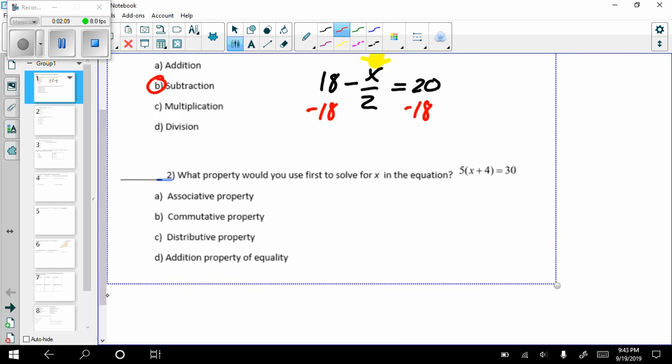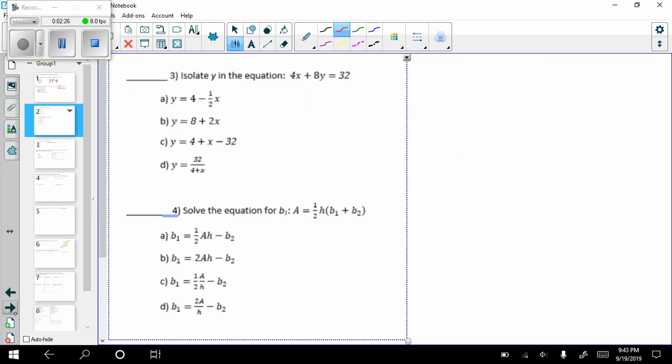For the next thing, what property would you use to first solve for x in the equation? You are going to distribute. That would be 5x plus 20 equals 30. And you did not have to go any further. You just had to know that distributive property was the first thing that you would use.